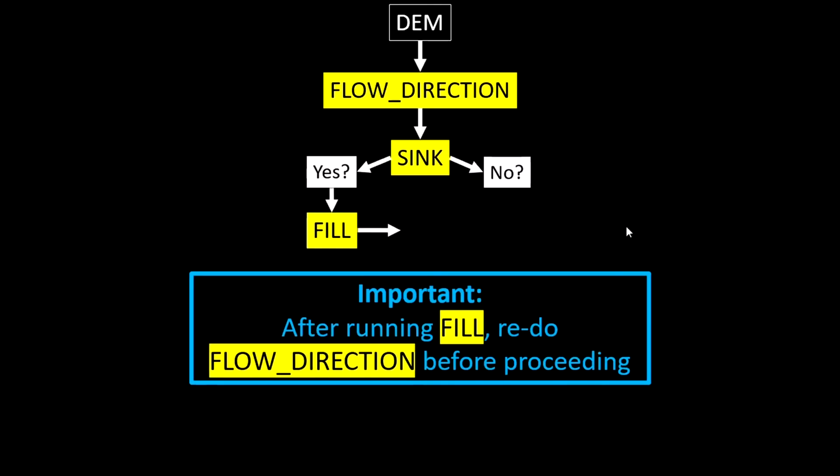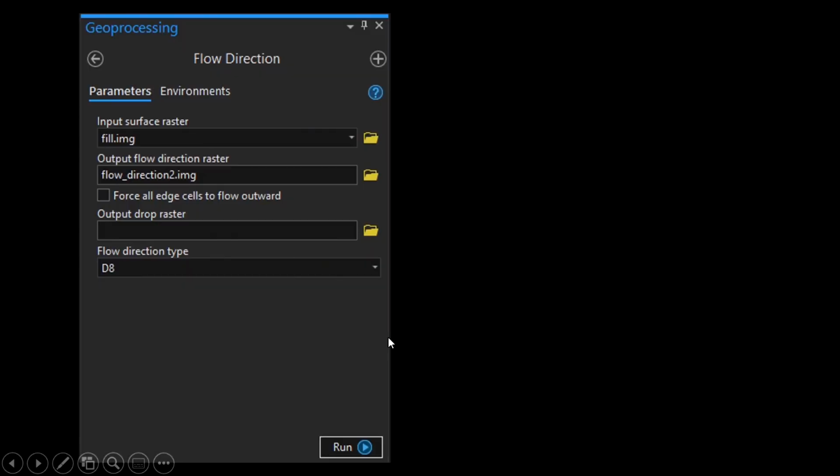Now let's go back to our flow chart. In our flow chart, we've done our operation. We've identified the sinks by doing that flow direction. Now we need to run the fill, and we did that. So we filled in all those sinks, all those depressions. Next step is we need to go back and do another flow direction to make sure that we actually did the fill. And so what we do then is we run a flow direction.